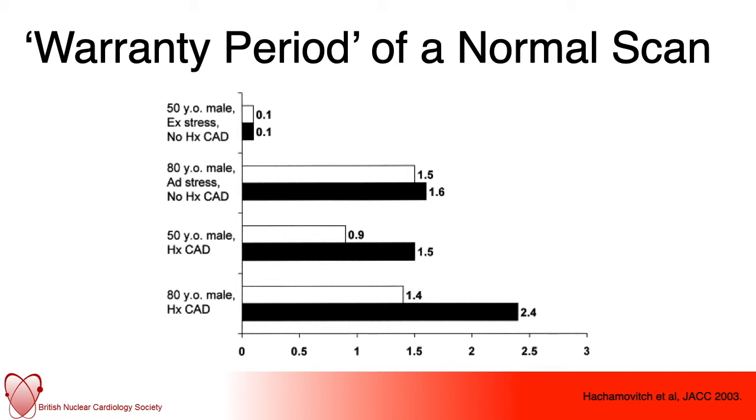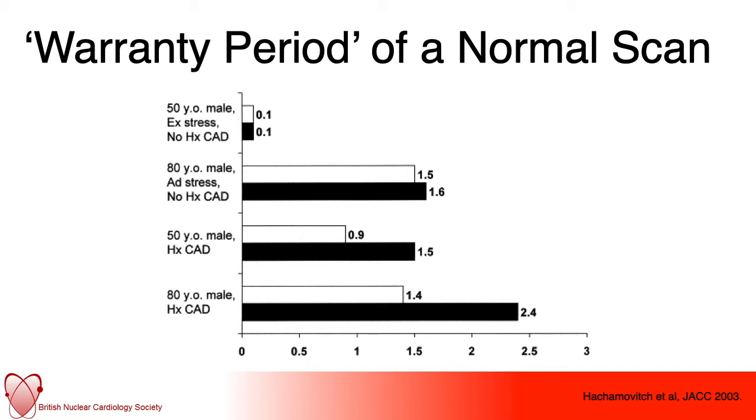The GP's referred them back and we're not sure how reassured we should be given they had a normal scan a year or two previously. Well, that very much, and perhaps unsurprisingly, depends on the patient in front of you. If you have a 50-year-old gentleman who managed an exercise stress myocardial perfusion scan with no history of coronary disease, not diabetic, no history of CKD, then you can be incredibly reassured.